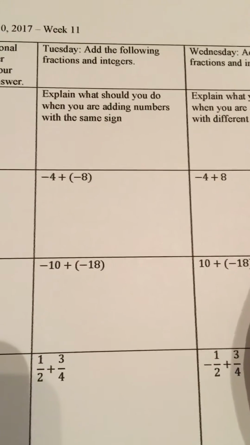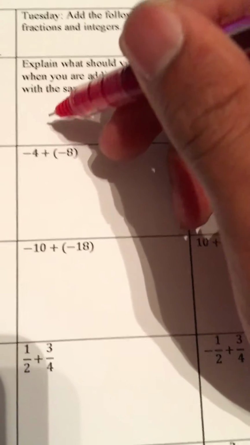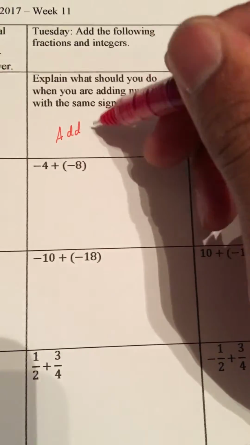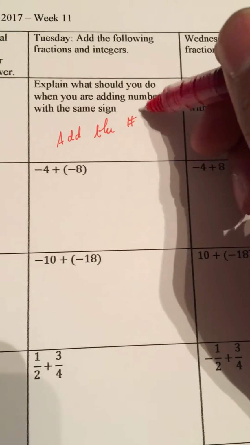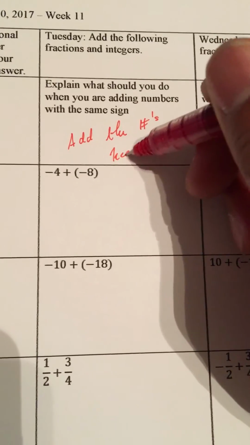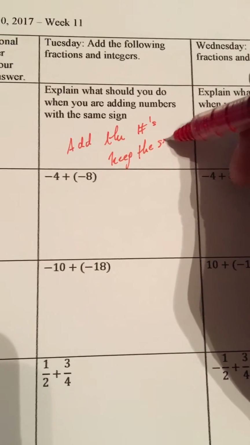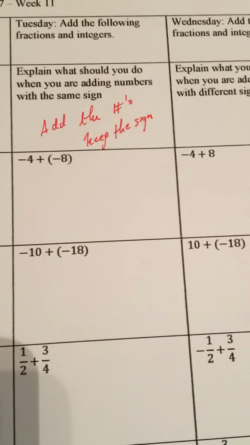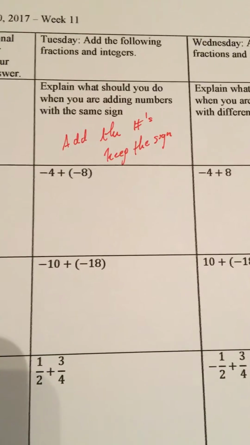Alright, so when adding numbers with the same sign, what do we do? Add the numbers, keep the sign. So if you're adding two negative numbers, then you're going to keep the negative sign. If you're adding two positive numbers, you're going to keep the positive sign.